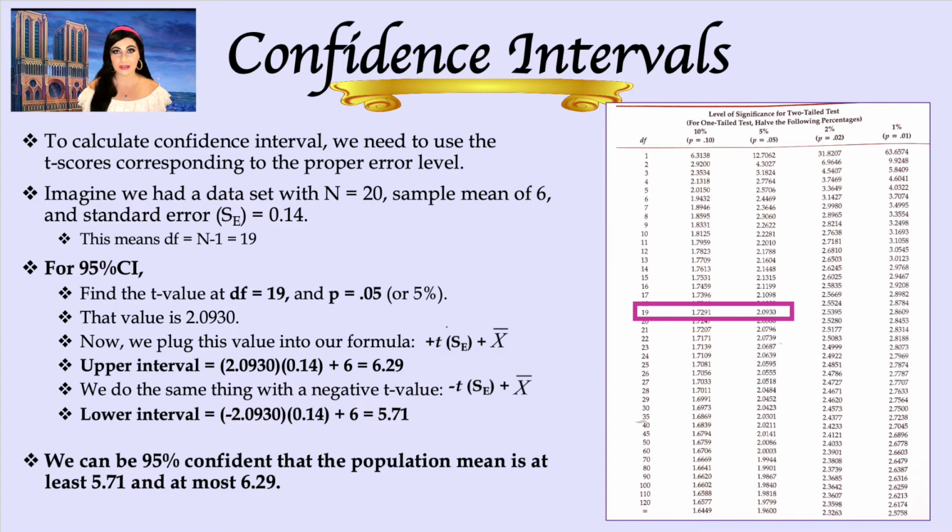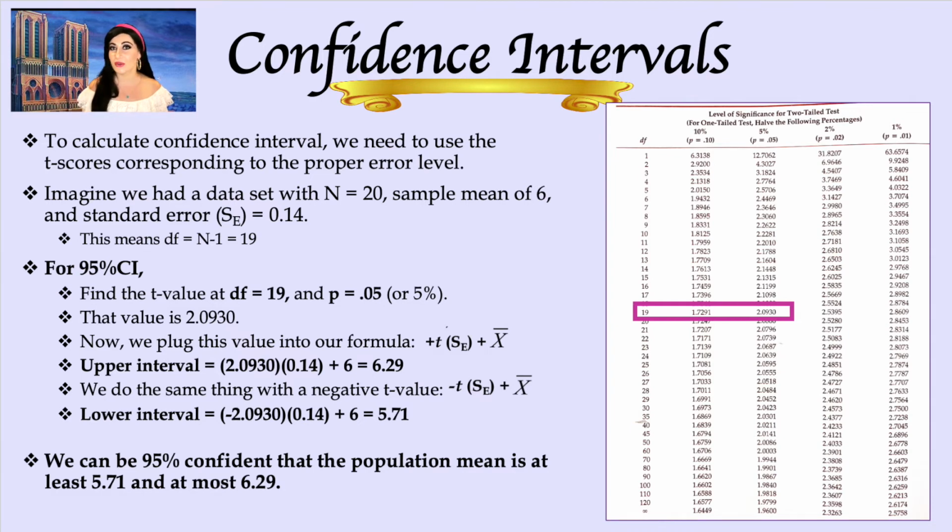For my upper interval, I'm going to take 2.0930 and multiply by my standard error, which was given to me above, 0.14. After I multiply these together, I am then going to add it to 6, and ultimately the total is 6.29. So my upper interval for my range of confidence is 6.29. Then I'm going to do the same thing with the negative t-value. So the value doesn't change. All you need to do is attach a negative sign to it.